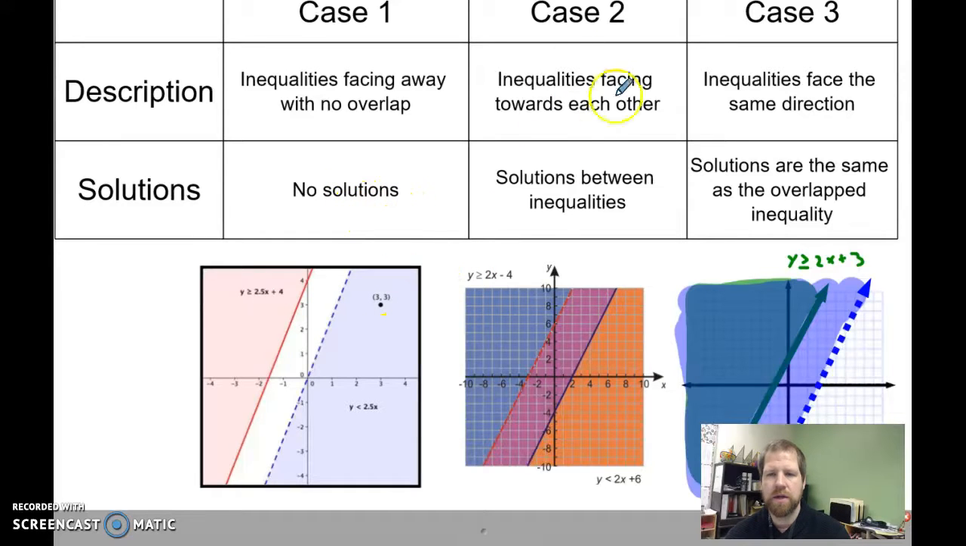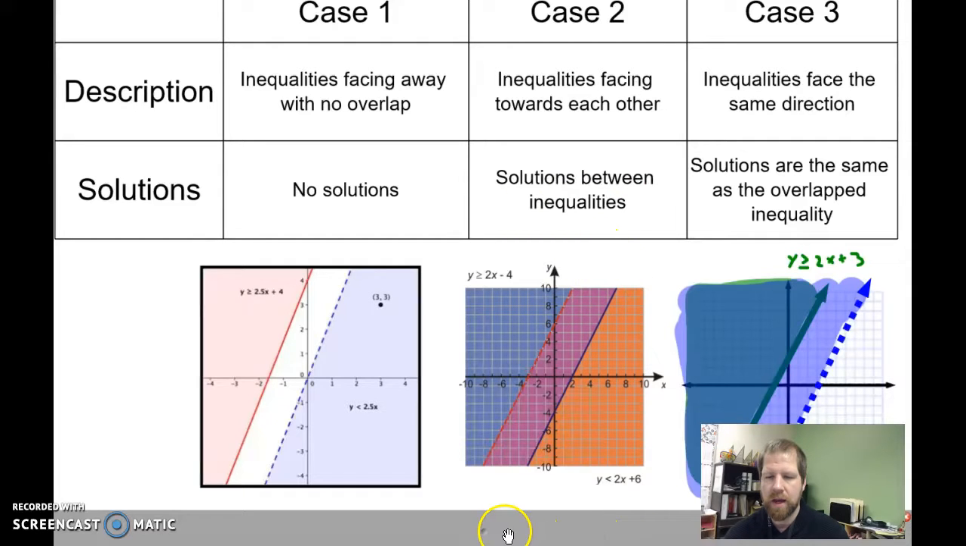Case 2 is similar, but instead of the upper line having a greater than sign, it's your lower line that has a greater than. So the line below points up, the line above points down, and so you have a little band between the two with all your solutions, because that's where the values will overlap. Your solutions will be those values between the inequalities.